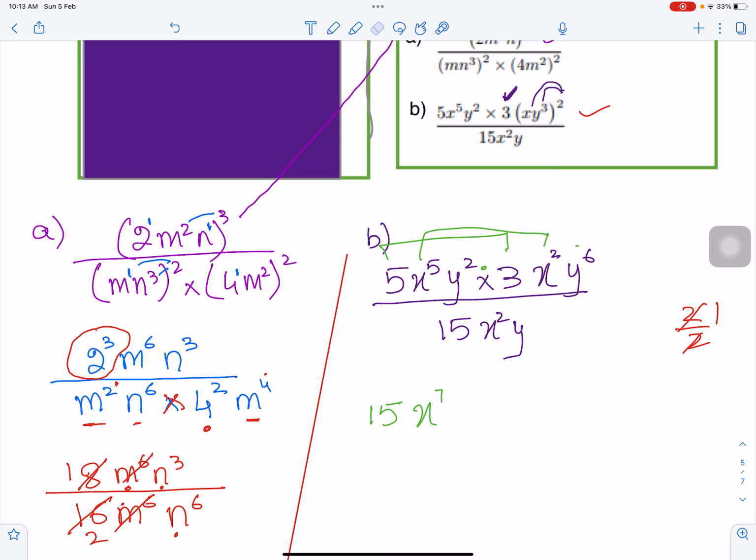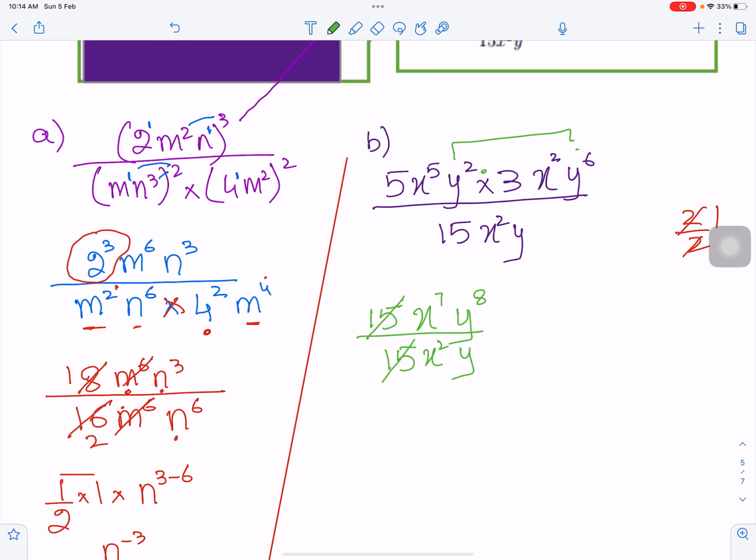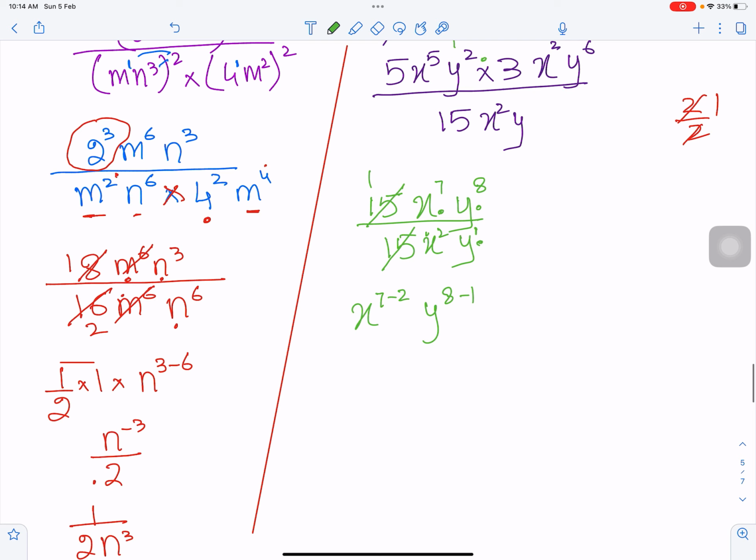This y and this y, again powers will add up because there is multiplication in between. So 2 plus 6 is 8. Denominator as it is. So now 15 and 15 will cancel out. 1. X same base, so I will subtract the power. Y same base, subtract the powers. No power mean it is 1. 7 minus 2 is 5. 8 minus 1 is 7. Finish. I hope you get it.